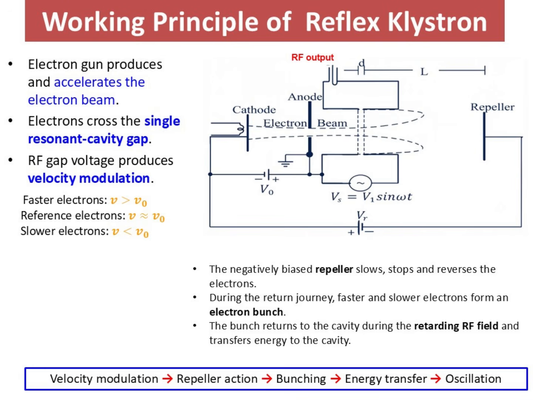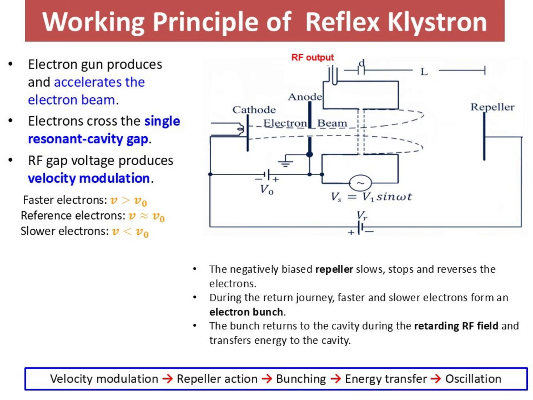In this slide, we see the working principle of the reflex klystron. Let us follow the electron beam step by step. The electron gun produces and accelerates the electron beam. The electrons then cross the gap of the single resonant cavity. The RF voltage across this gap changes with time. Therefore, electrons crossing at different instants experience different electric fields. Some electrons become faster. Some remain approximately at the reference velocity. And some become slower. This is called velocity modulation.